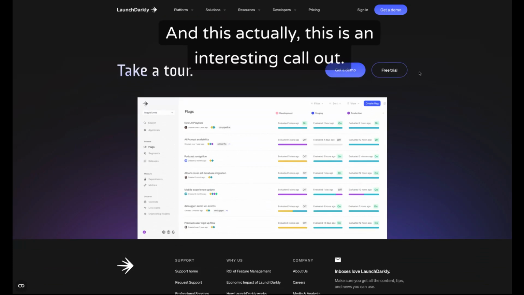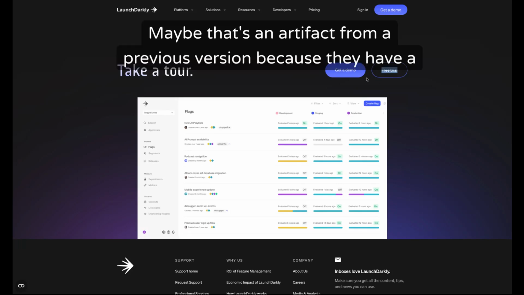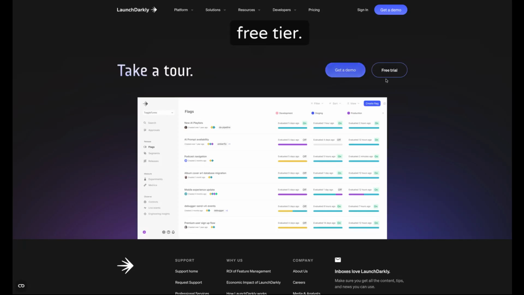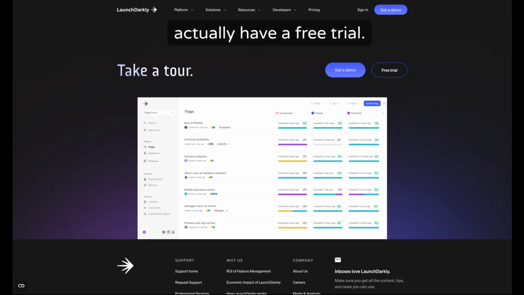and this is an interesting call out. This is the first time I've seen a free trial button. Maybe that's an artifact from a previous version because they have a free tier. So I assume this free trial just sends you to sign up. Let's check that. And they don't actually have a free trial.